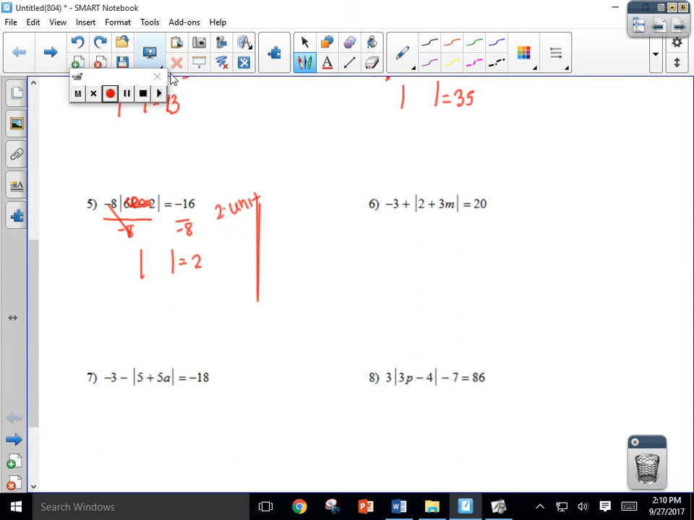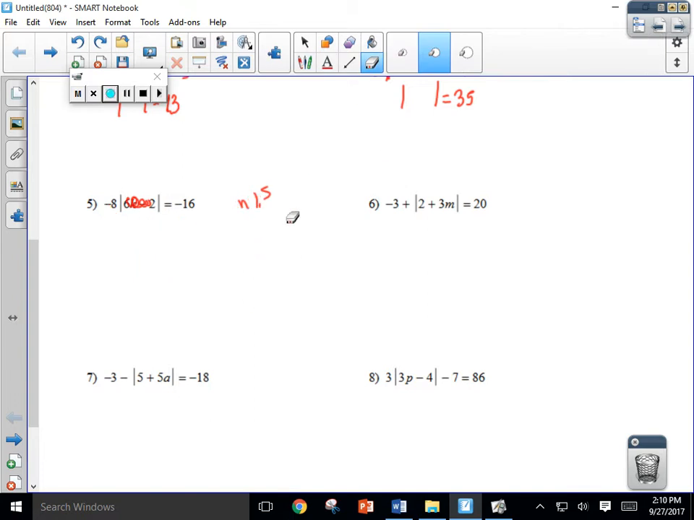Too much. 2 units. Oh gosh. No, we'll just leave that there. 2 units. Alright, so, whoa. I don't know why it's doing that. Alright, 2 units. We'll leave it there.